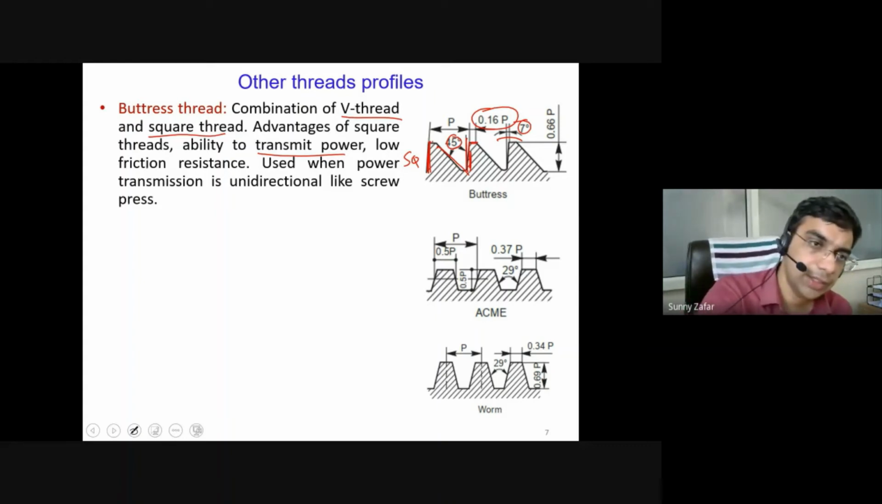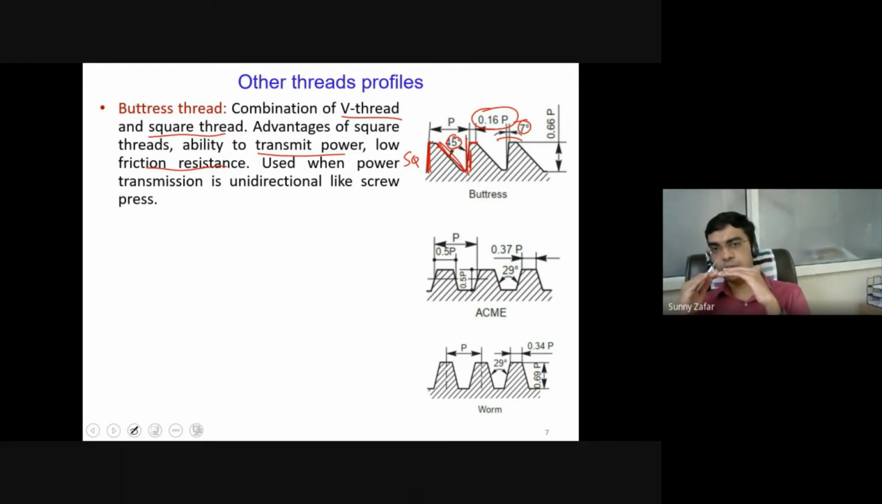But since you have an angled flank at one end, you can understand that power transmission can only take place in one direction. Like in a screw press, where you are pressing or taking up a heavy load using this threaded fastener, where you want the thread to be in a self-locking arrangement. In that case, you want it to easily go up in one direction, but it should not come down under the influence of load. Means in one direction it should be easy, and in the other opposite direction, a self-locking scenario should develop. So in that scenario, the buttress thread becomes an obvious choice.